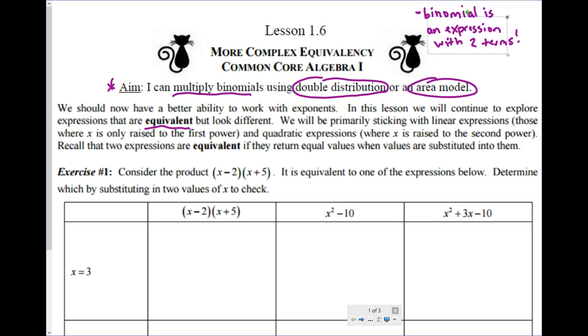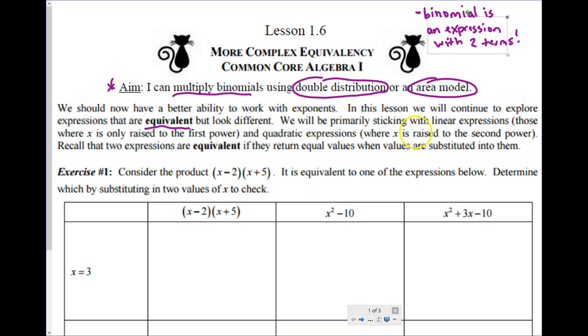Something that's equivalent in real life but looks different is like your teachers. You have me, you have Ms. Vasquez, and you have Ms. Samaru. We are all equivalent in that we all teach math, but we all look very different. That's what we're going to talk about today in math, things that look different but really have the same value.